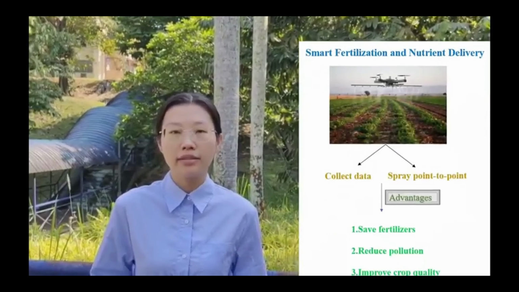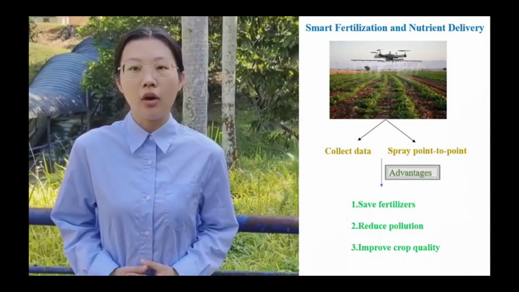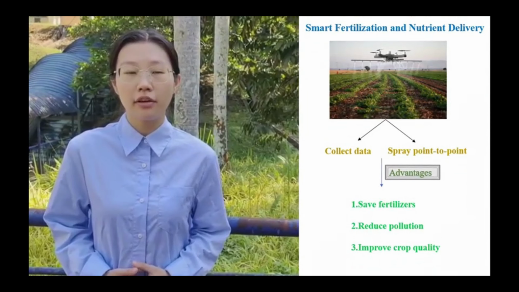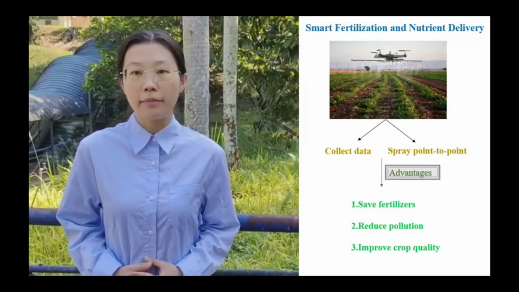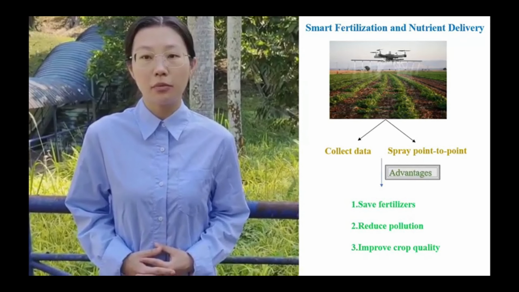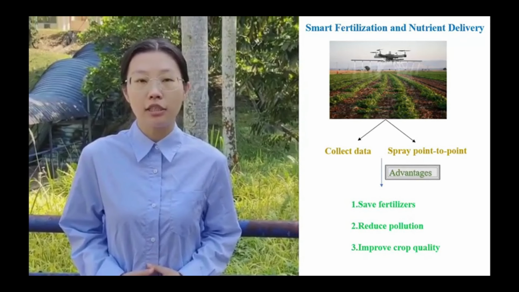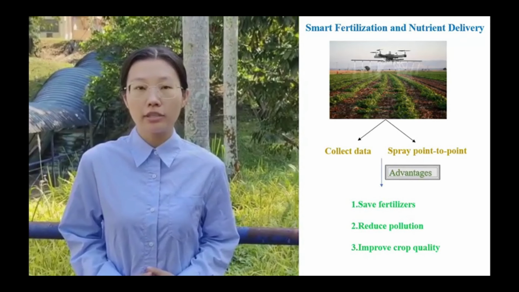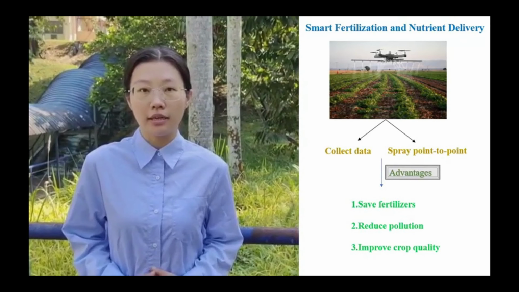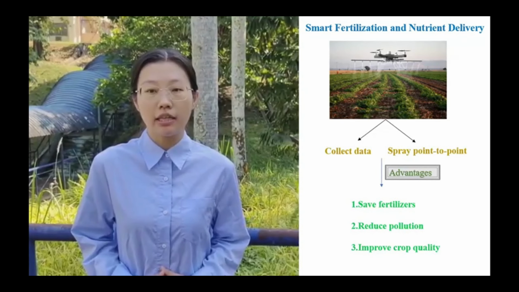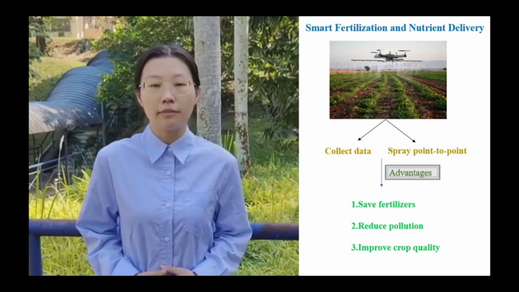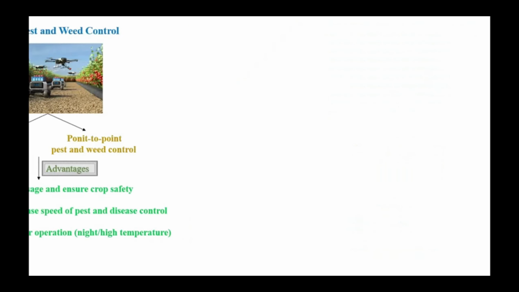So this is where smart fertilization comes into play. We can deploy soil sensors on the ground to collect data and output a fertilization map. The drones precisely spray point to point based on the fertilization map and automatically adjust the spraying rate. By using drones and robots, we can save fertilizer, reduce pollution, and improve food quality.